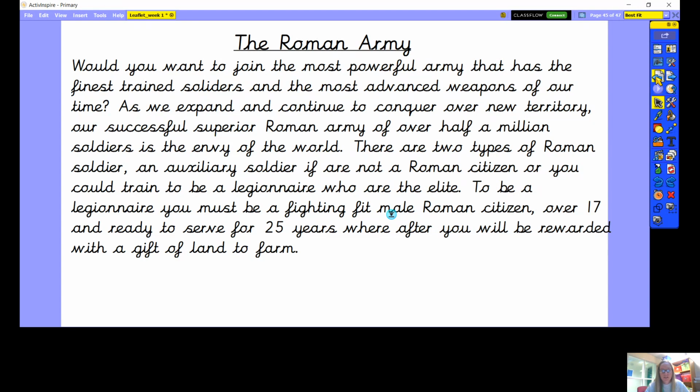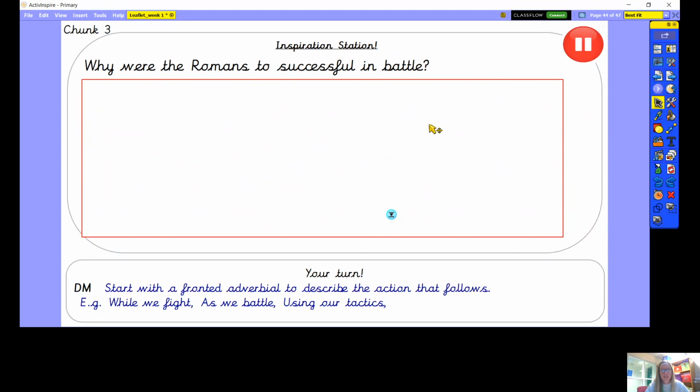Okay, let's go back then to chunk 3 of our writing, our final chunk of our writing today. So why were the Romans so successful in battle? Think about the techniques they used in battle that made them the very best army there was. Why were they so fantastic in battle? What did they use? Look back at your research now and find some information about the tactics or the weapons they used in battle to make them so successful. Pause the video now while you write those ideas down under chunk 3 of your jottings.